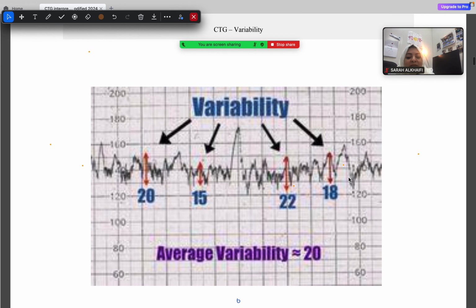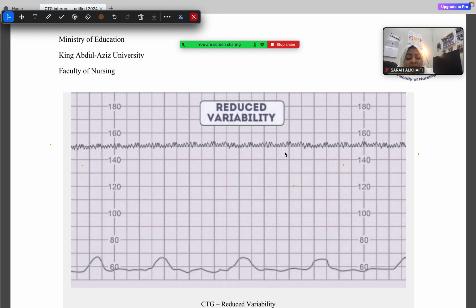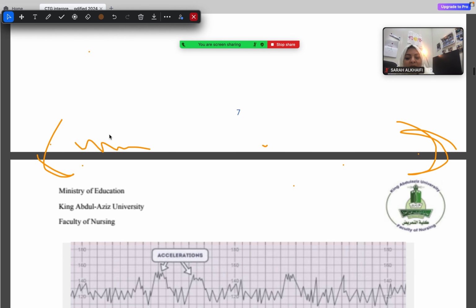Also you can see this is reduced variability. It can also be called another name, but this is not the scope of this video. This video only wants to show you the basics of electronic fetal monitoring. This is minimum variability, and can also be called other terms.